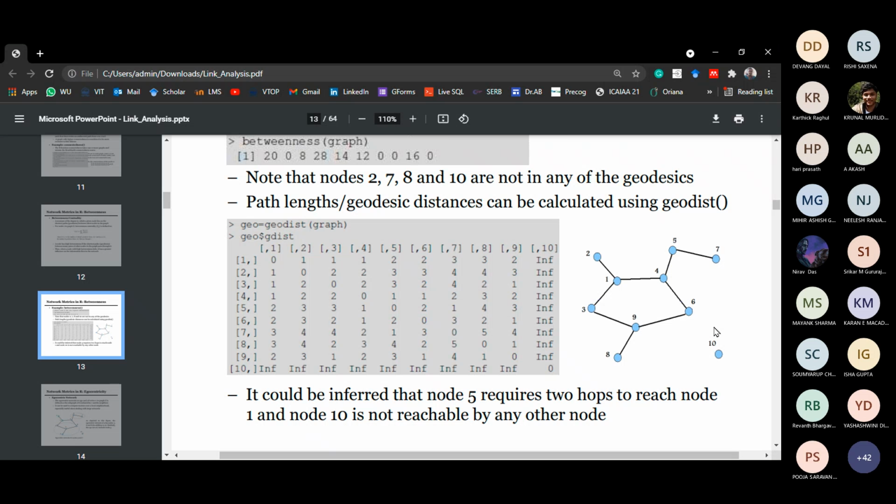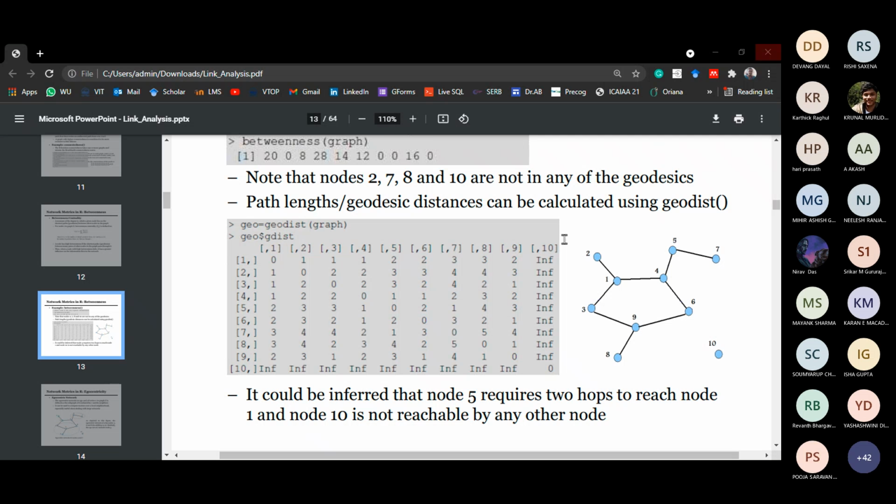So if we look over here, the nodes 1, and then 3, 4, 5, 6, and then node 9. These nodes in the network will have the highest betweenness centrality.